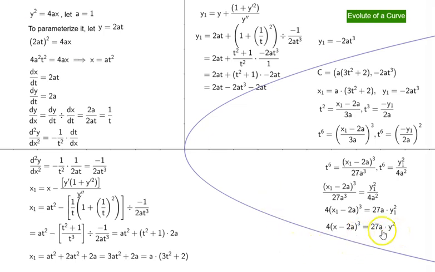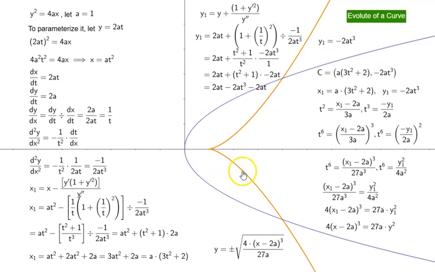Now we can write this in a slightly different form, which is much more familiar. That is, y is equal to plus or minus square root of 4 times (x minus 2a) cube divided by 27a. And if we plot this, we get this. And in the beginning of the session, you saw this is what those points were tracing. That was the evolute of a curve.